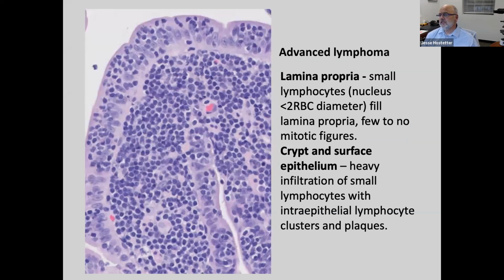This is a higher magnification. You can see the lamina propria here is just packed with these small lymphocytes. And when we look at the epithelium over the surface, it's got lots and lots of intraepithelial lymphocytes. Another thing that's very helpful here is seeing clusters like this cluster right here of intraepithelial lymphocytes. And so all of those things are big tip-offs that you're dealing with a low-grade or small cell lymphoma.